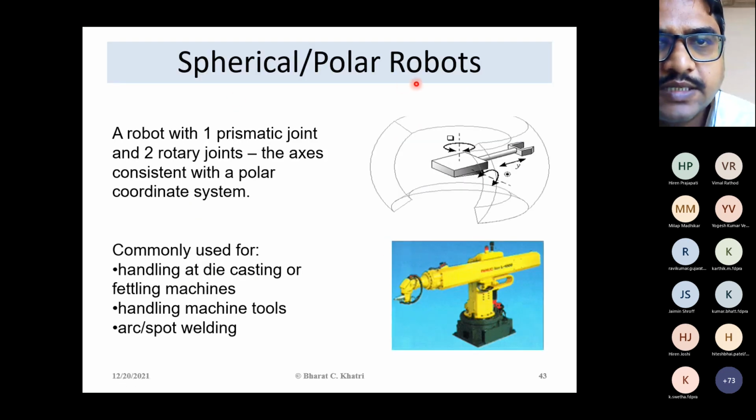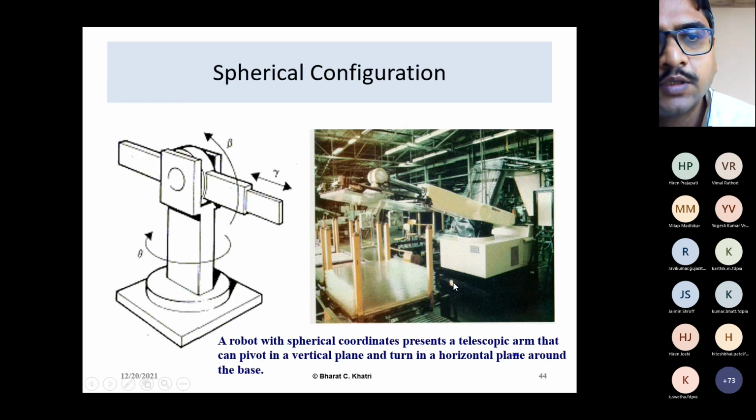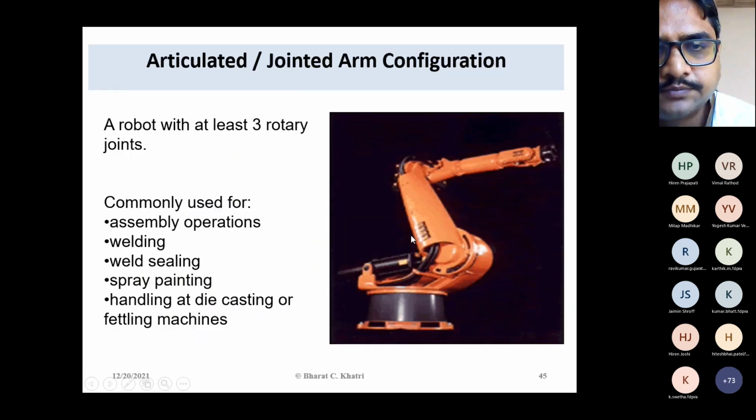Then after the third one, that is the spherical or polar robot. That is having a spherical volume which it can cover. So in this case, there are 2 rotary joints and 1 prismatic joint. Here you can see the robot photographs. It is mostly used in die casting and also in arc and spot welding. In the spherical configuration, you can see the actual robot which is used in the industry to lift the planes.